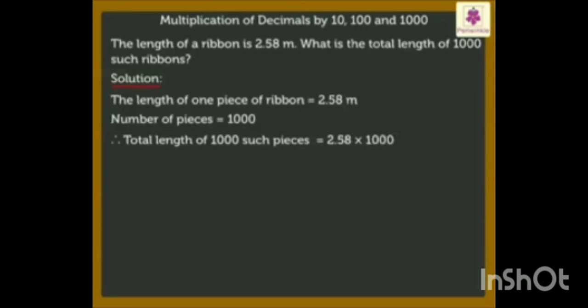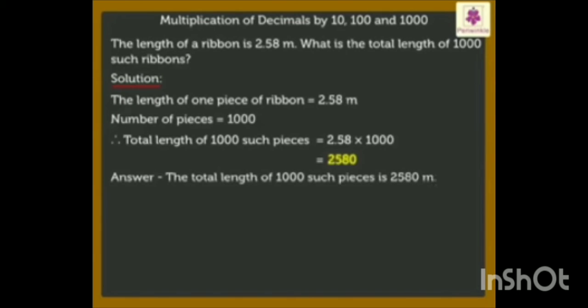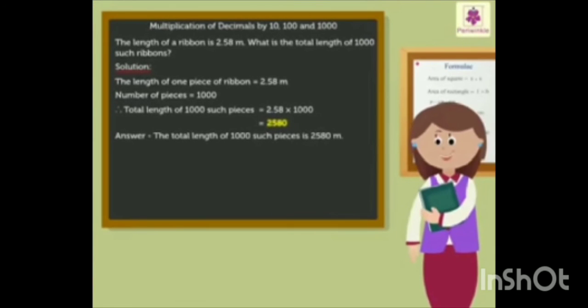On multiplying, we get the answer as 2580. Thus, the total length of 1000 such pieces is 2580 meters. Wasn't it easy? Multiplying by 10, 100 and 1000?